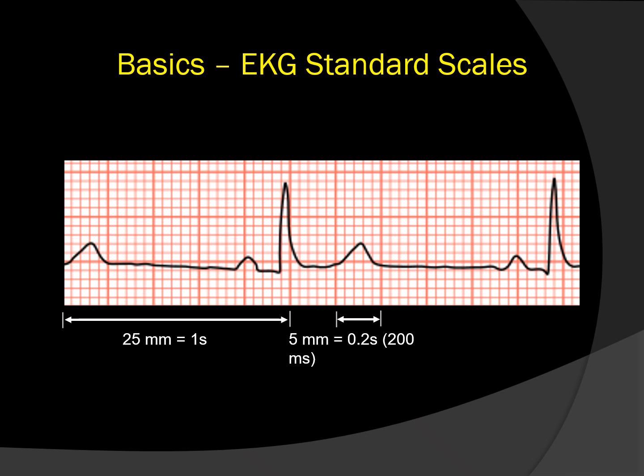This translates to every 5 millimeters representing 0.2 seconds or 200 milliseconds, and every 1 millimeter representing 0.04 seconds or 40 milliseconds. Likewise, the y-axis represents voltage. In standard settings, 1 millivolt is represented by 10 millimeters. This means that every millimeter represents 0.1 millivolts.